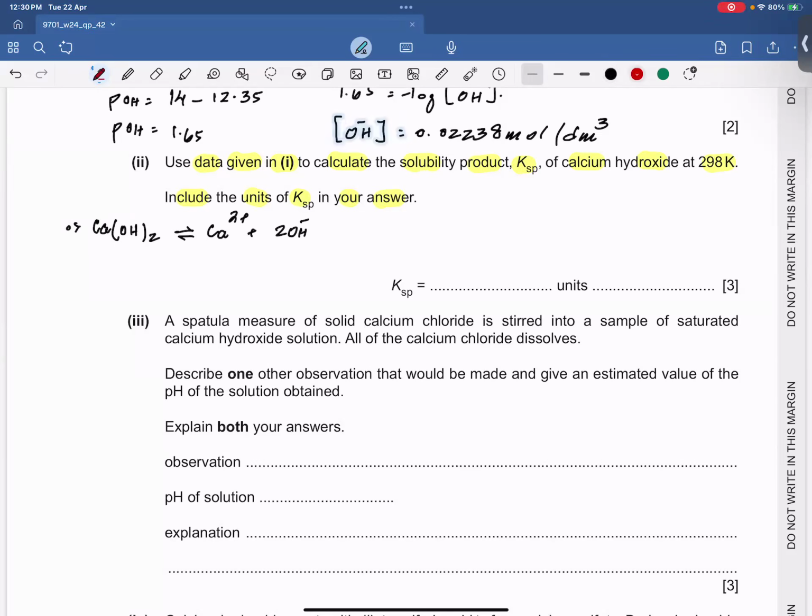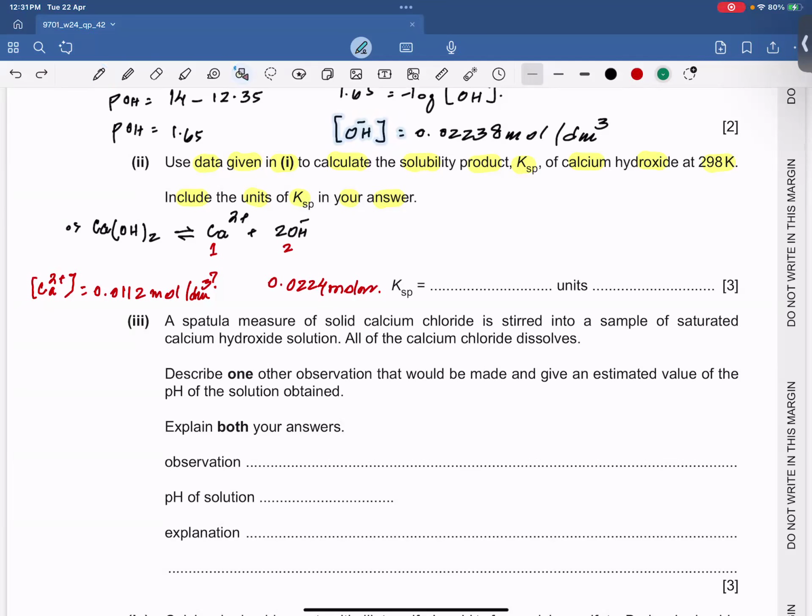Okay. Now look at this. Both of them have a 1:2 ratio. If the concentration of hydroxide ion is 0.0224 mole per dm cube, the concentration of calcium ion would be its half, divided by 2. It's basically 0.0112 mole per dm cube. So I know the concentration of calcium ion.